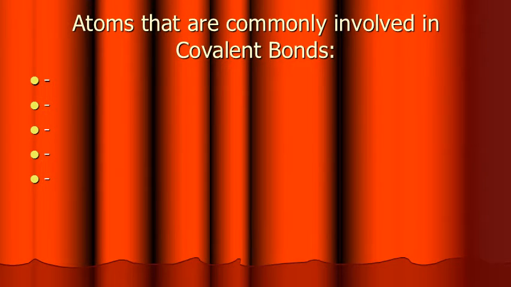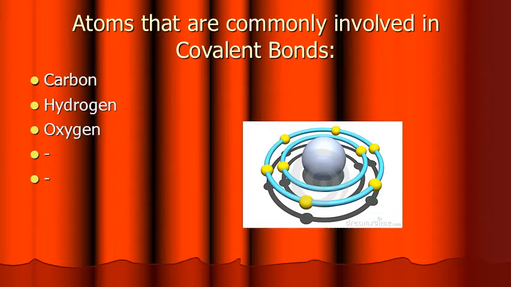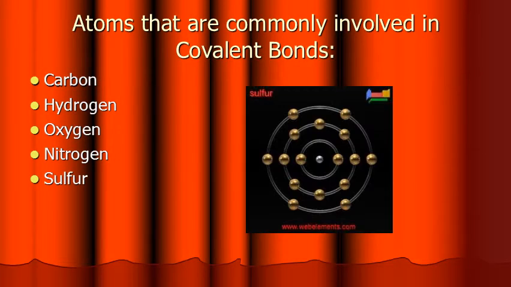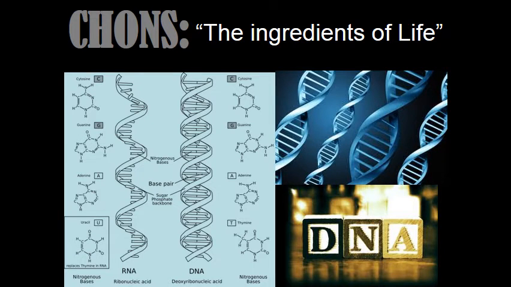Atoms that are most commonly involved in covalent bonds: carbon, hydrogen, oxygen, nitrogen, and sulfur. These are what I like to call the CHONS elements, because that's what it spells. Carbon, hydrogen, oxygen, nitrogen, and sulfur spells CHONS. Now, these are particularly important elements here and pretty important bonds, because these are the bonds that form pretty much all living things.